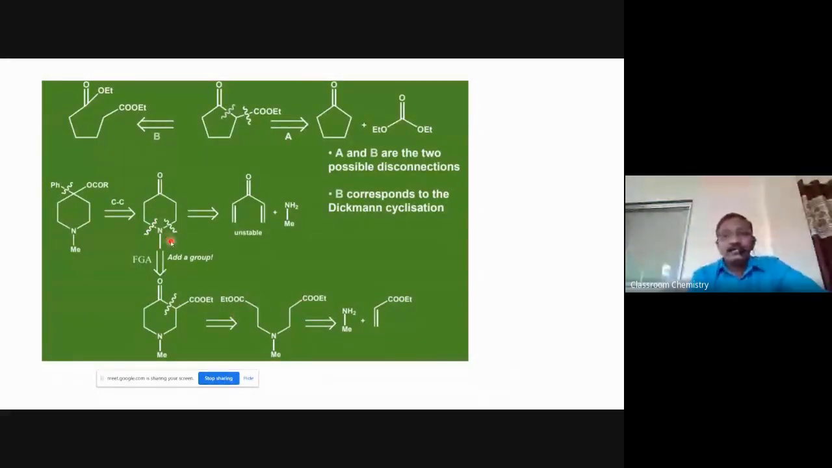And when we get the corresponding such kind of structure, we can carry out further disconnection over here. So Ph, this is OCOR. How is this obtained from this to this? Anyone can suggest?